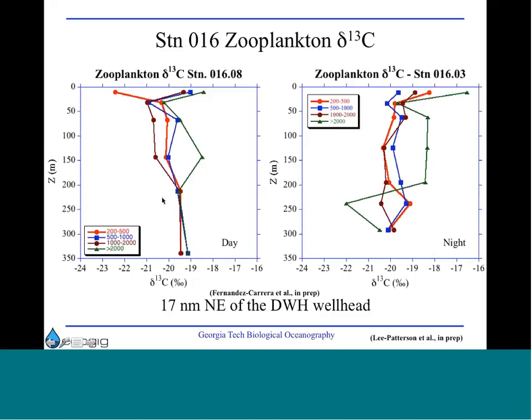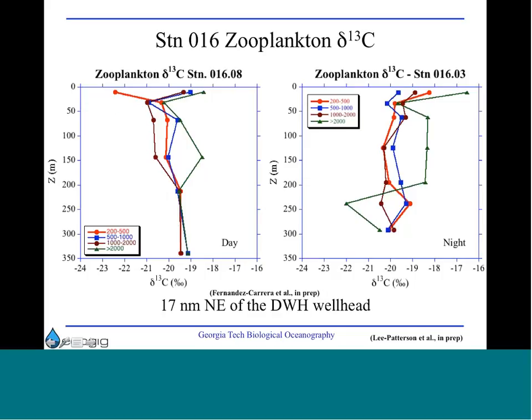This was done at a station about 17 miles away from the Deepwater Horizon wellhead, just about a month after the wellhead was actually closed off. This is a region where there was a lot of surface oil during and immediately after the spill. And in the left-hand panel, I have a plot that shows the delta C13 of different size fractions as a function of depth.